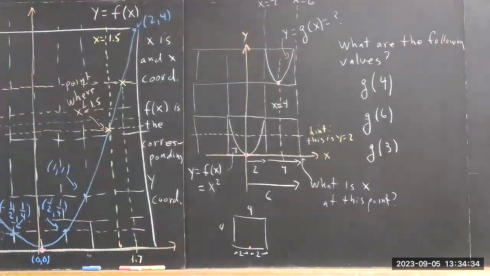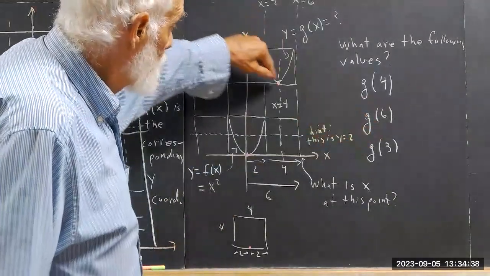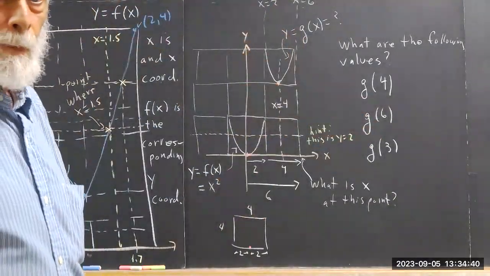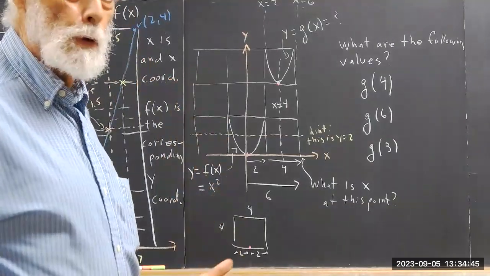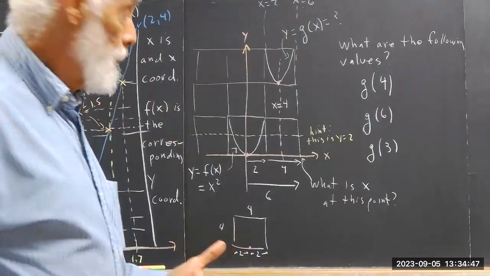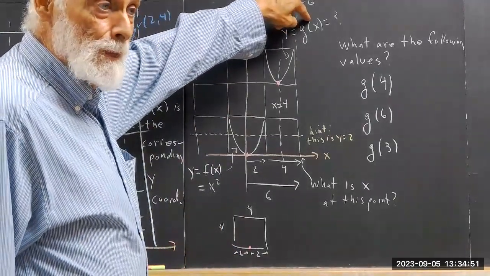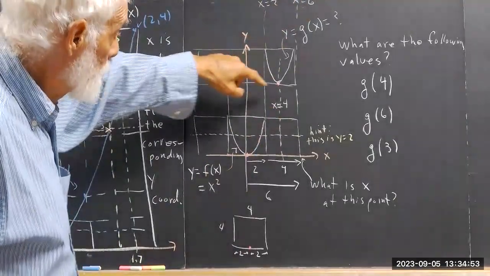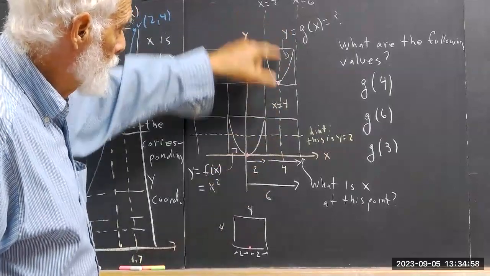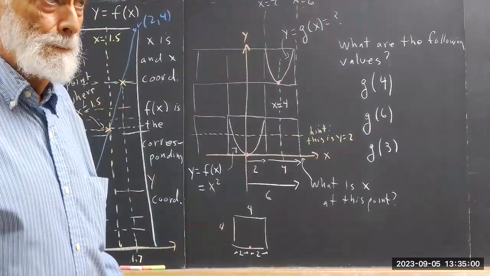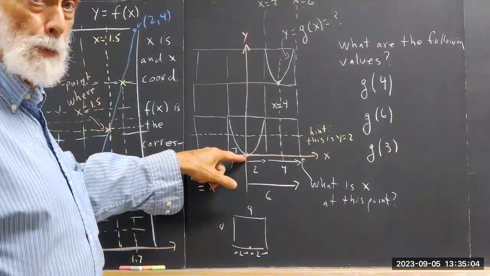Now my question, what are the following values? What's g of 4? This is your g of x function. G of 4 is going to be y equals g of 4, right? Because it's y equals g of x. Now what y value would you associate on this graph with the x equals 4 line? Not 0, 0 is way down here.